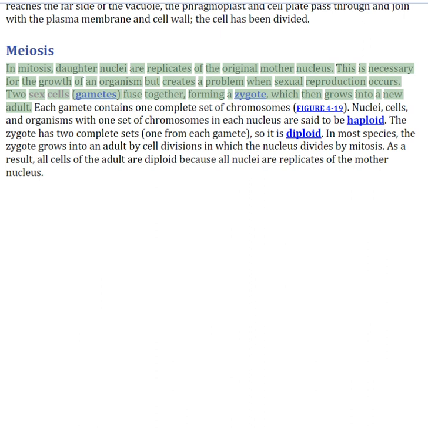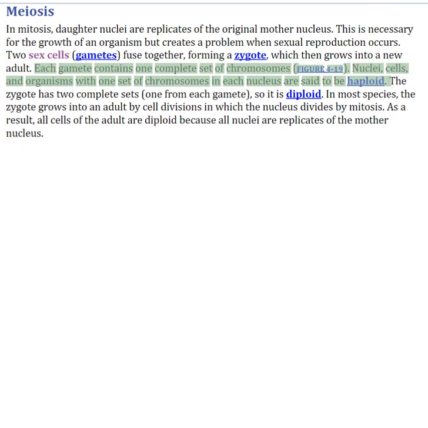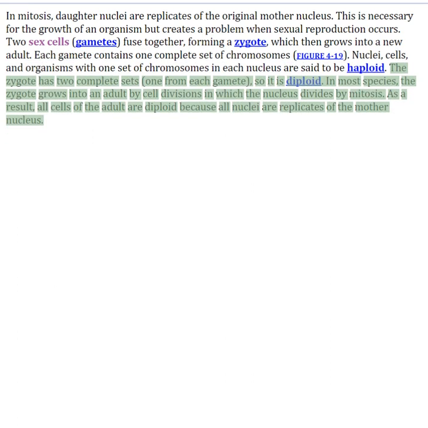This is necessary for the growth of an organism but creates a problem when sexual reproduction occurs. Two sex cells fuse together, forming a zygote, which then grows into a new adult. Each gamete contains one complete set of chromosomes. Nuclei, cells, and organisms with one set of chromosomes in each nucleus are said to be haploid. The zygote has two complete sets, so it is diploid.